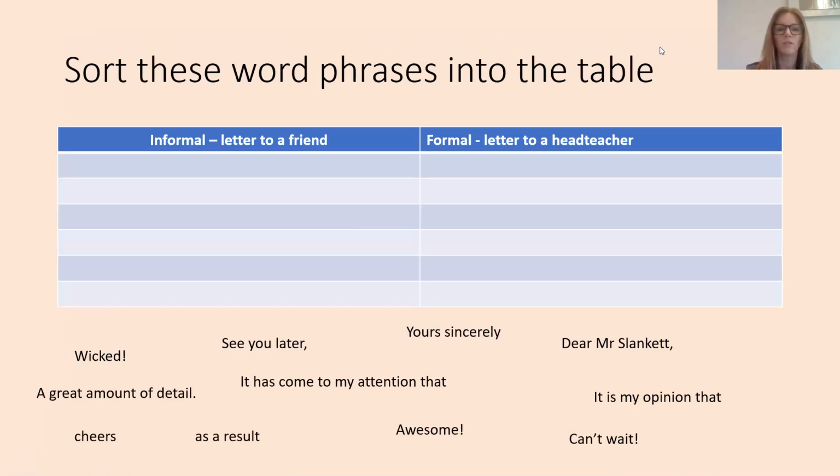And then once you've done that, this is your next activity. Sort these word phrases into the table. So you've got on the column here on the left-hand side, informal, so a letter to a friend, and then formal, a letter to a head teacher. So you have to look at these options, these statements at the bottom and see which column you would place them into. So you've got wicked, see you later, yours sincerely, dear Mr. Slankett, a great amount of detail. It has come to my attention that, it is my opinion that, cheers, as a result, awesome, and can't wait. So you need to see which column you think are most appropriate for those to go into.